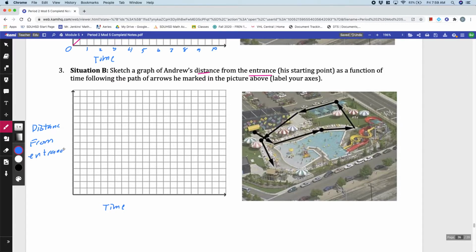So he's doing one of three things. He's getting closer to the entrance, getting further away from the entrance, or he's staying equal distance away from the entrance. So let's go ahead now and look at this. As time goes by, he's getting further away. He's moving straight away from the entrance, so he's going pretty quick. That would represent this value right here.